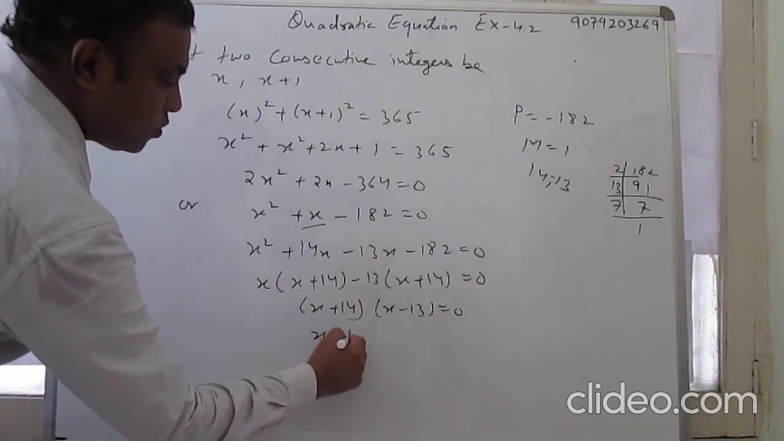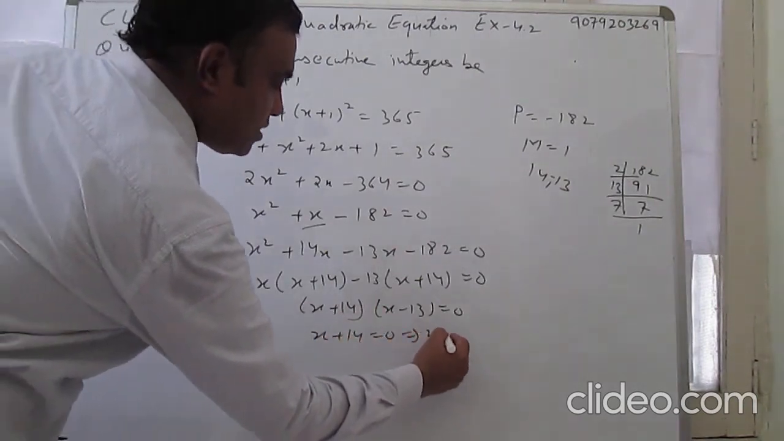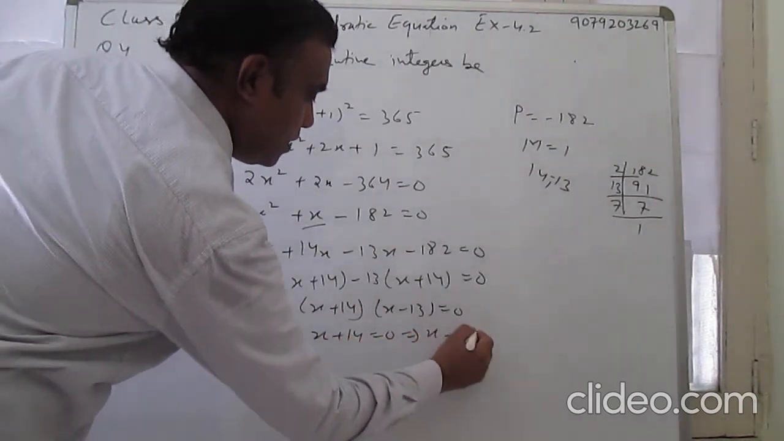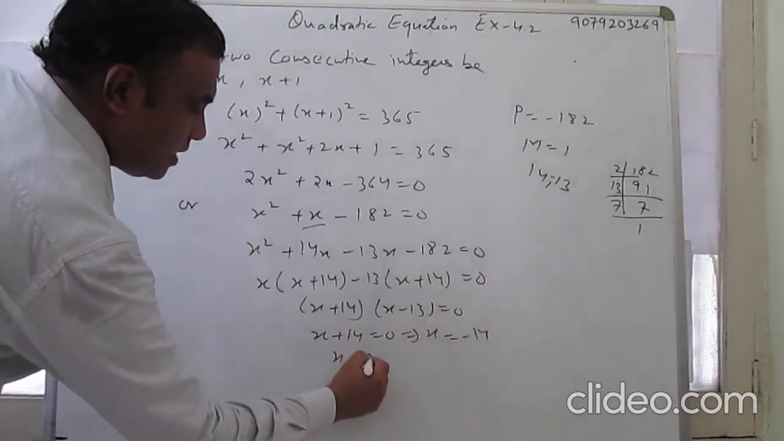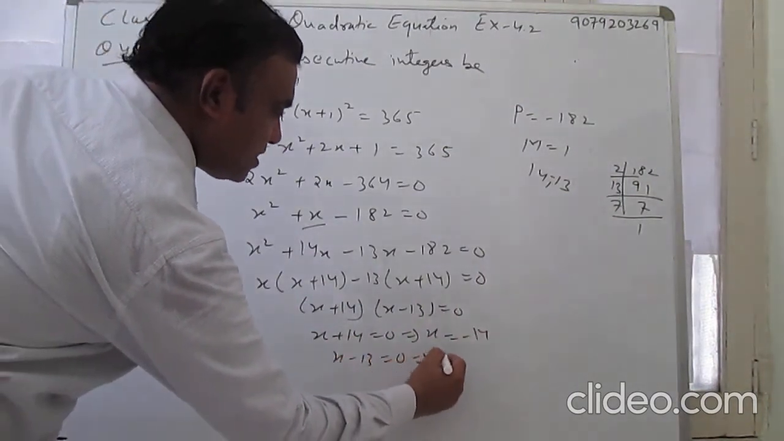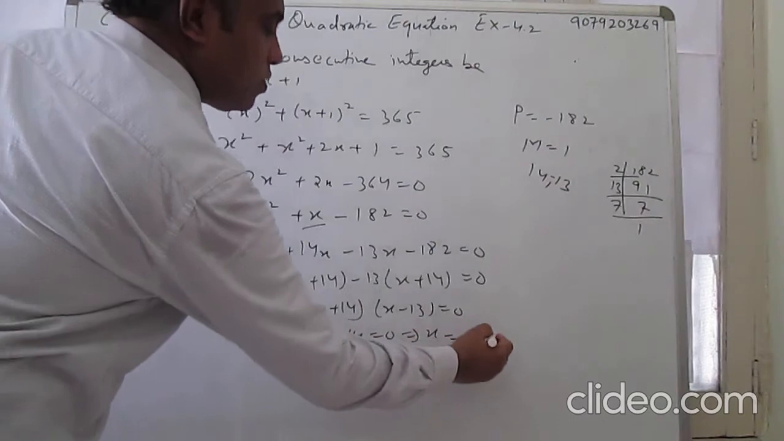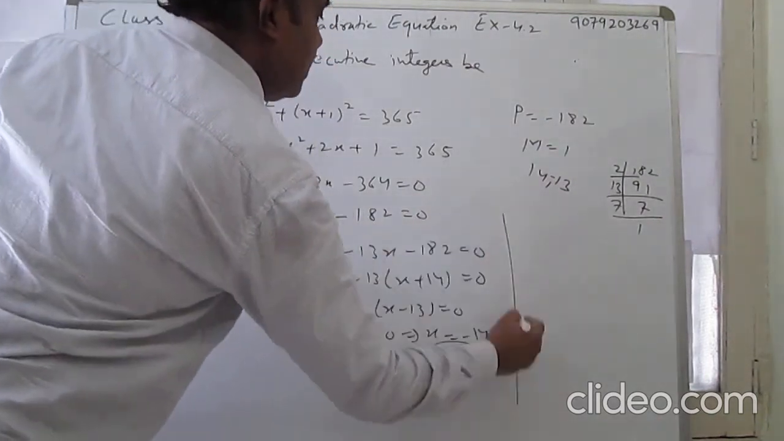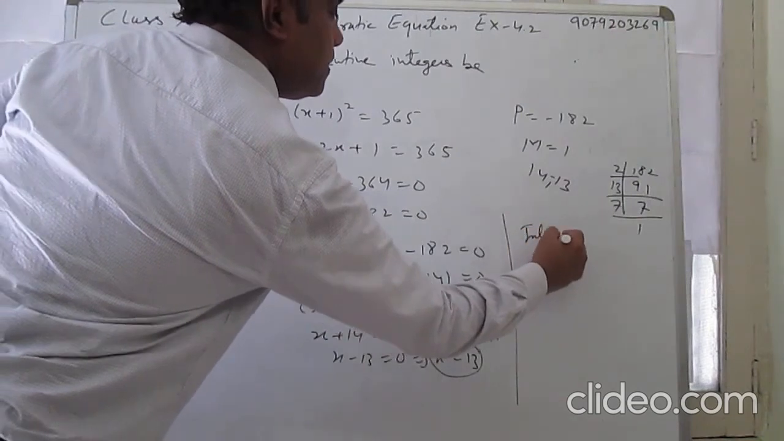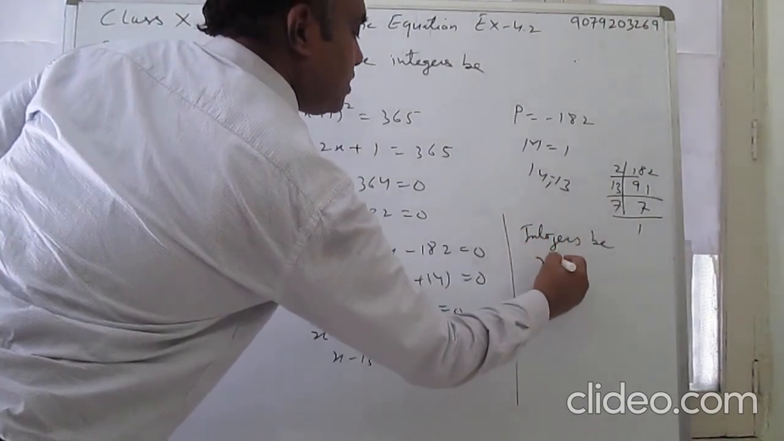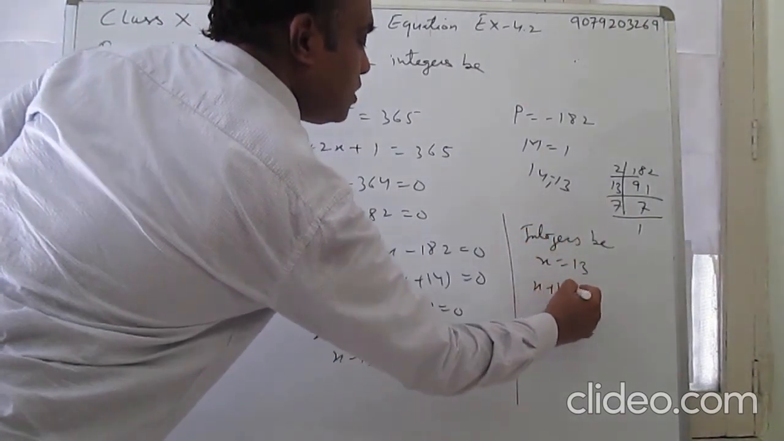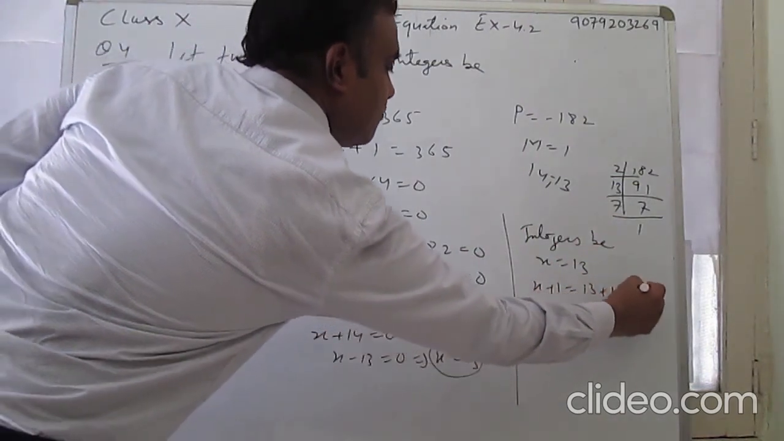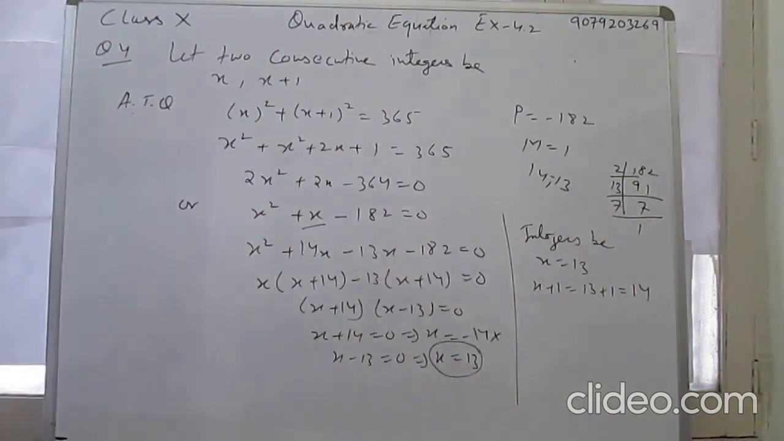If x plus 14 is equal to 0, it means x is equal to minus 14 and x minus 13 is equal to 0. It means x is equal to 13. This you cannot take, so integers be x is equal to 13 and x plus 1 is equal to 13 plus 1 is equal to 14. 13 and 14 be the integers.